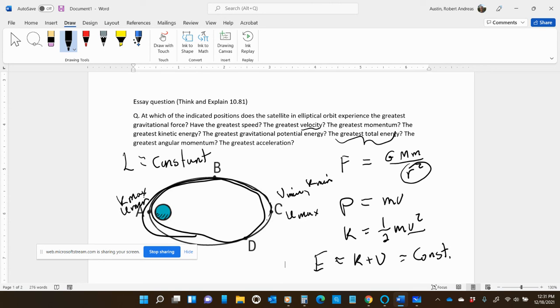And then the acceleration. Well, force is mass times acceleration. If we set these equal, the force is provided by gravity. The big M is the mass of the sun, the little m is the mass of the planet. Then this mass, you can divide that out, and you get acceleration is the gravitational constant times the mass of the sun divided by the distance squared. Well, again, to have a big acceleration, the distance must be small because the distance is in the denominator. So the maximum acceleration is at A.